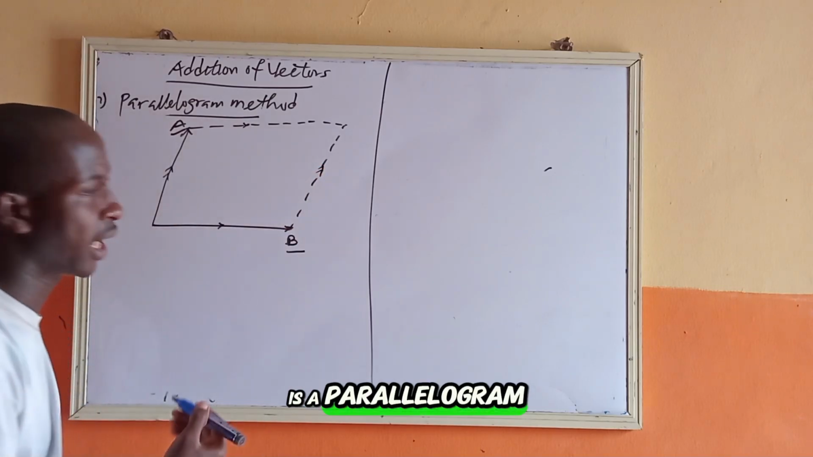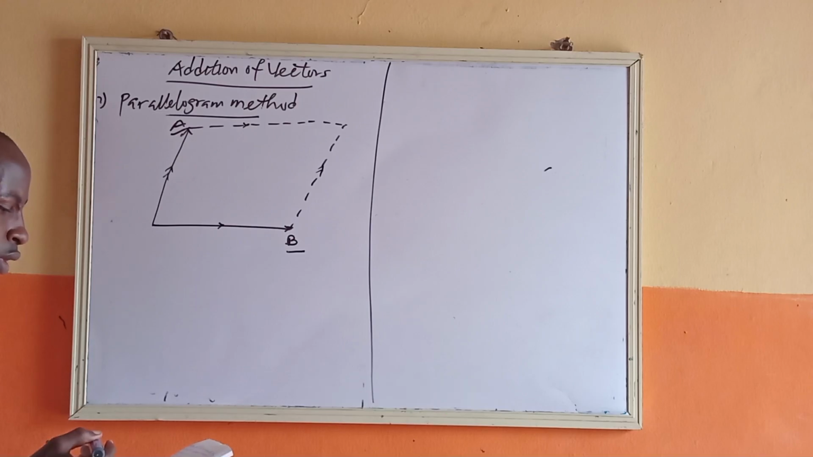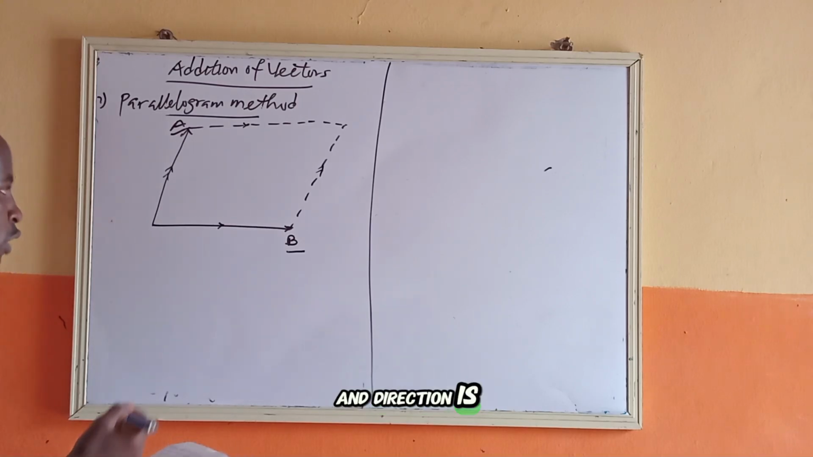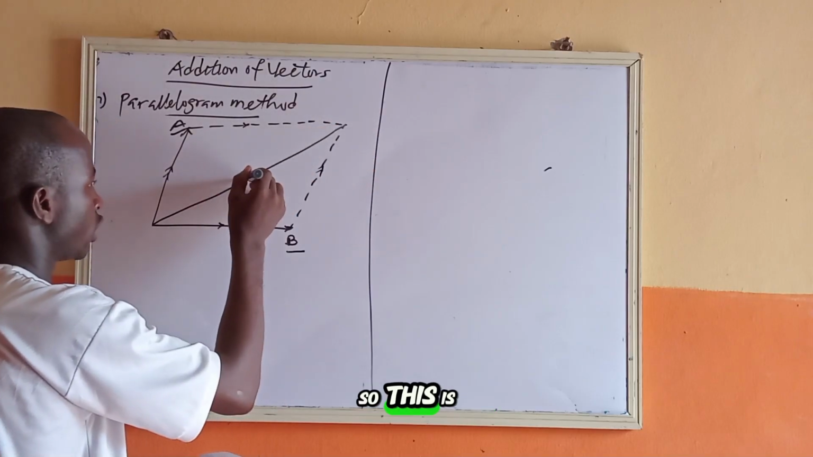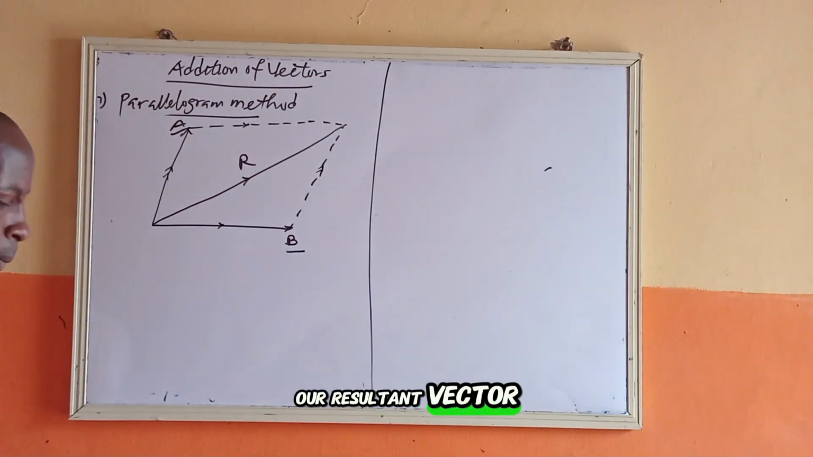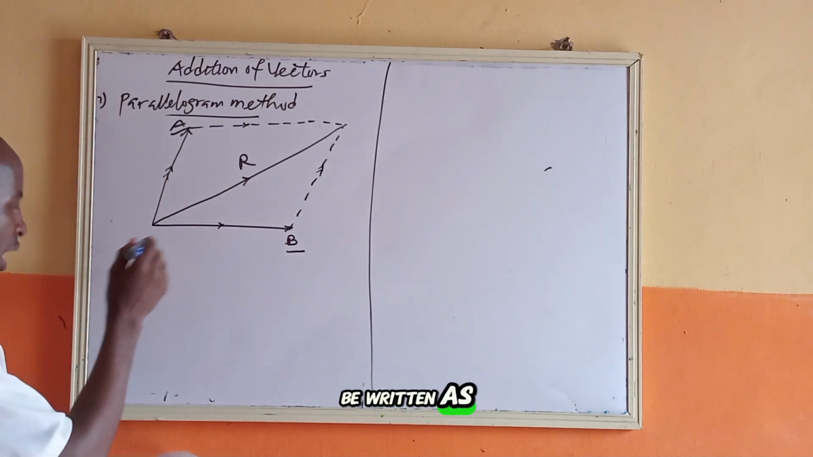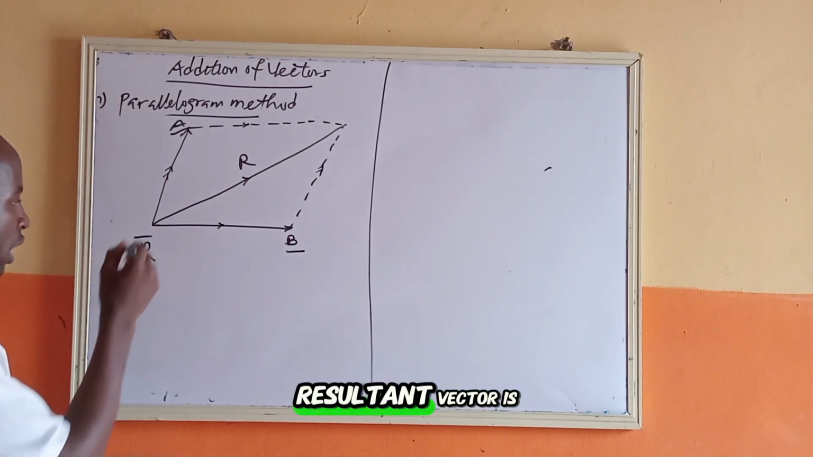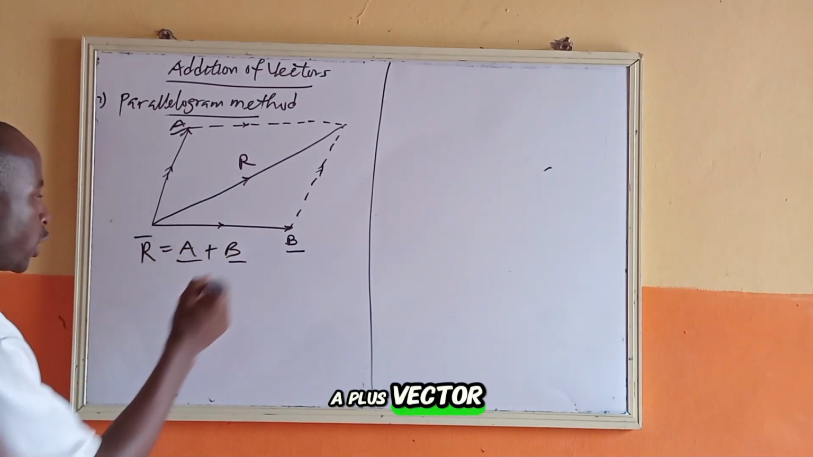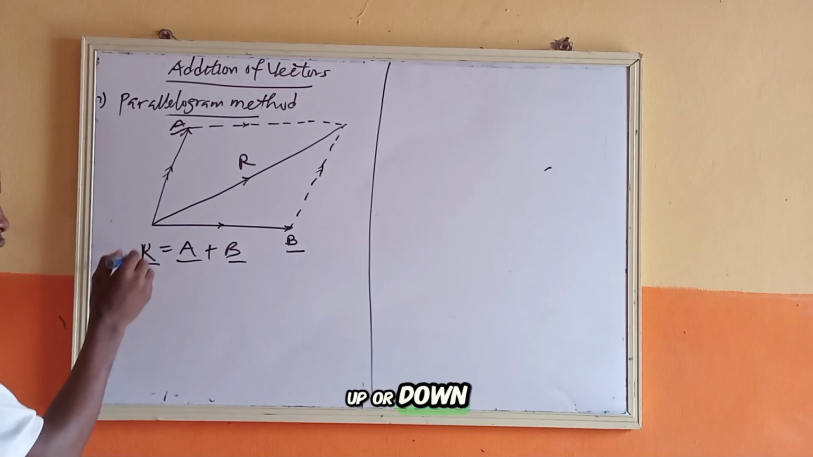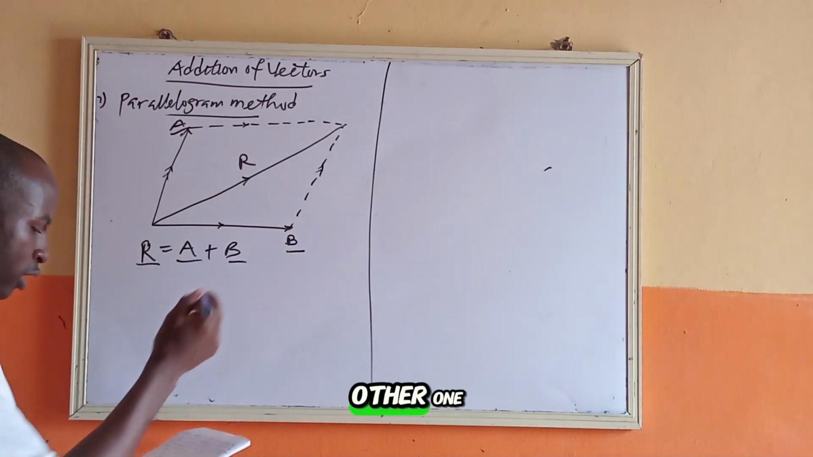And since it is a parallelogram now, the resultant in both magnitude and direction is formed by the diagonal. So this is our resultant vector of vector A and vector B, which can be written as: resultant vector is equal to vector A plus vector B. It can be written either way, it still means the same thing.